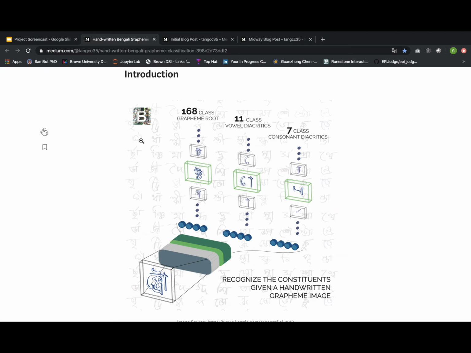The first part is the introduction. Bengali is the fifth most spoken language in the world, with hundreds of millions of speakers. This Kaggle competition focuses on the optical recognition of Bengali characters. Let's get familiar with Bengali characters.